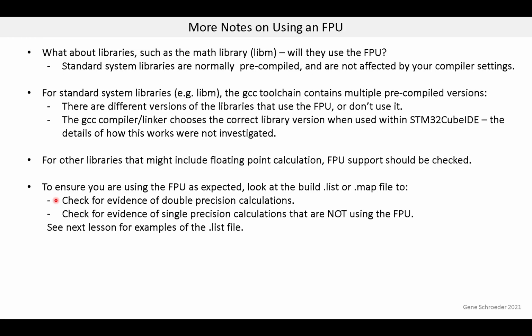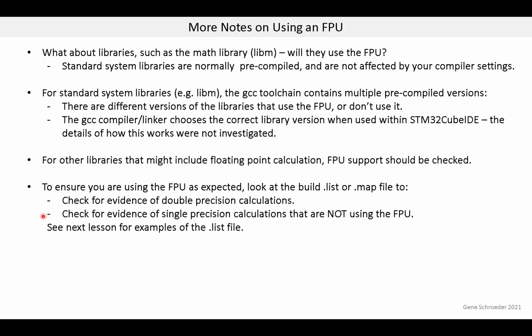And what you will be doing is, one, looking for evidence of double precision calculations. If you don't think you're doing double precision and you see it happening there, you've got to look into that. Another thing is to look for evidence of single precision calculations that are not using the FPU. That's definitely a problem that you need to fix.